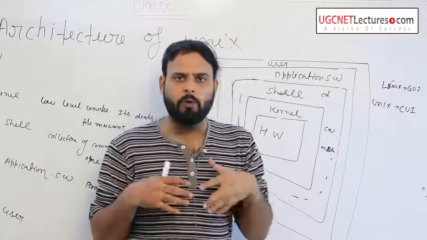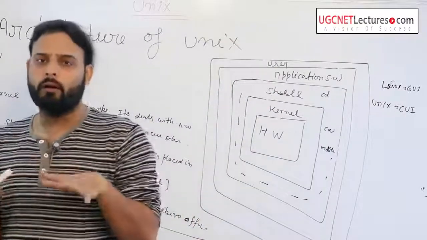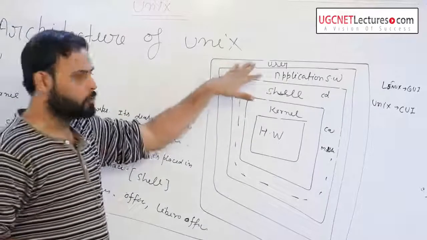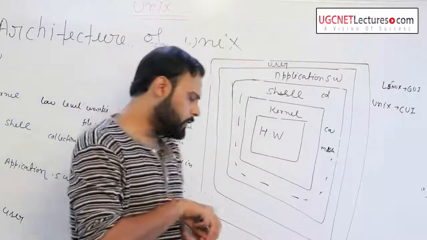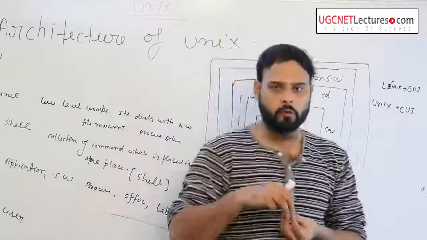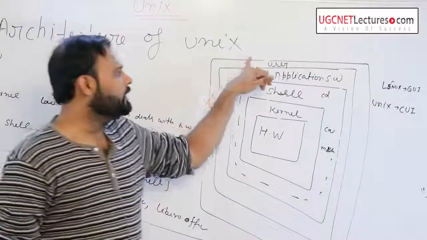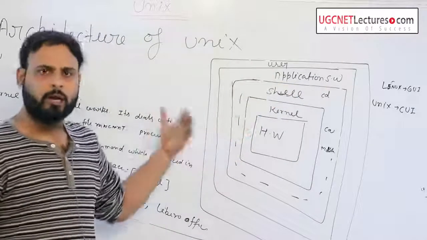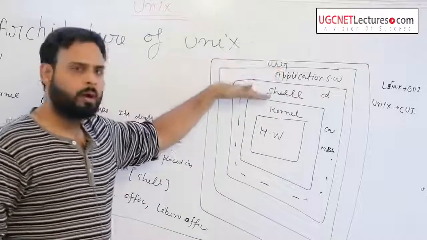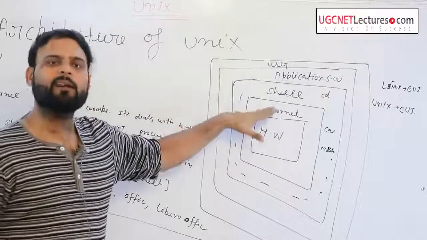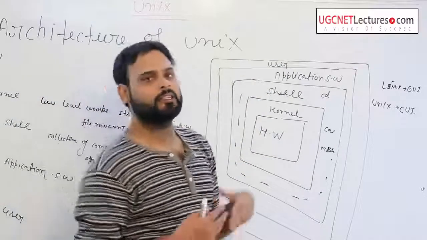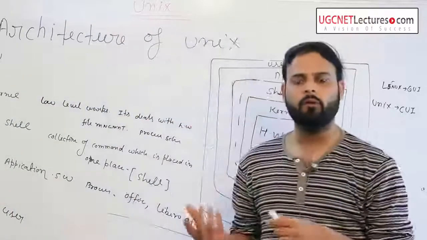We and you, all of us are just users. What is the meaning of user? A user is a normal user. I am a user and you are a user. All human beings are users who deal with application software or the command prompt. Application software or command prompt deal with the kernel, and the kernel deals with the hardware. So this is the general structure and general architecture of Unix.